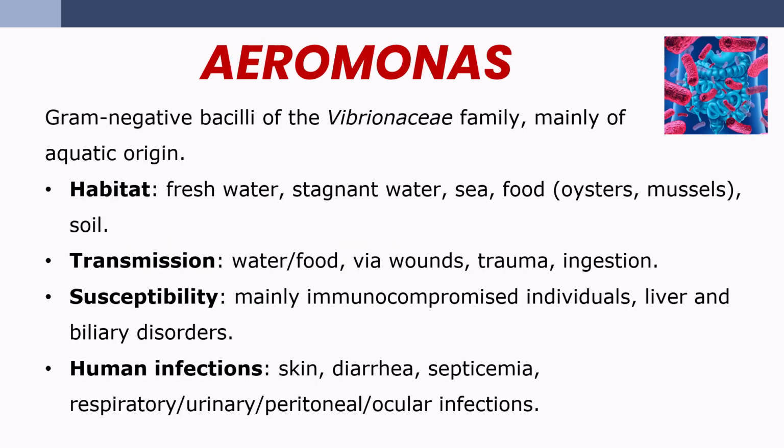Now let's talk about Aeromonas. It is a gram-negative bacillus of the Vibrionaceae family, mainly of aquatic origin. Regarding its habitat, it is mainly found in fresh or stagnant water, sea, food, and soil. This bacterium can be transmitted through contaminated water or food, via wounds, or by ingesting contaminated food. Infection with this bacterium mainly affects immunocompromised individuals. This bacterium can cause human infections, skin infections, diarrhea, septicemia, respiratory, urinary, peritoneal, or ocular infections.